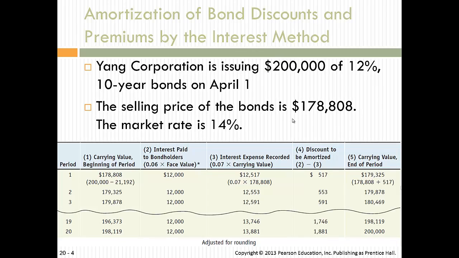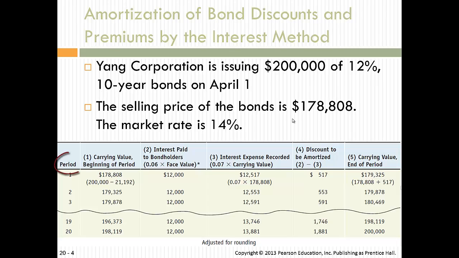We have Yang Corporation, who is issuing $200,000 of 12% 10-year bonds on April 1st. Interest is semi-annual, so if the bonds are issued on April 1st, interest is to be paid on October 1st and April 1st. The selling price of the bonds is $178,808. The market rate is 14%. Here we have an amortization schedule.